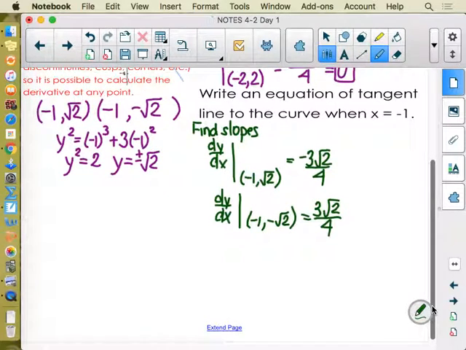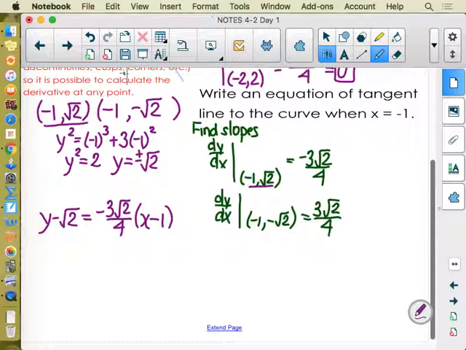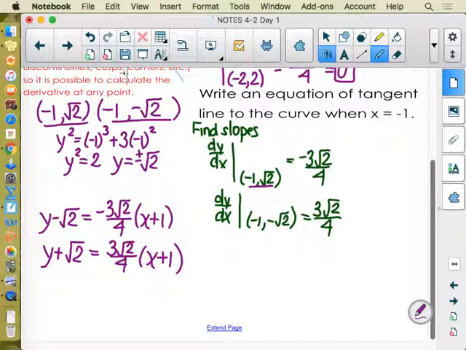And then we can go write the tangent equations because we have the ordered pairs and we have the slopes that go with them. So for the ordered pair -1, positive square root of 2, there's my slope. So our tangent equation, y minus square root of 2 is negative 3 square roots of 2 over 4 times the quantity x minus 1. And for the other one, it's going to be y plus square root of 2 equals, for this one it has positive slope, and that should be an x plus 1. And there are two tangent equations.